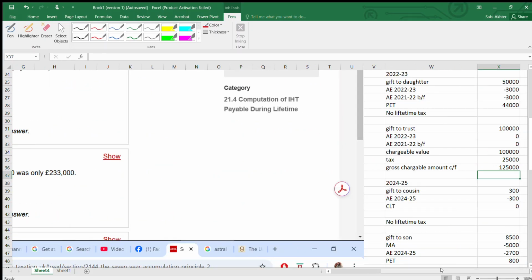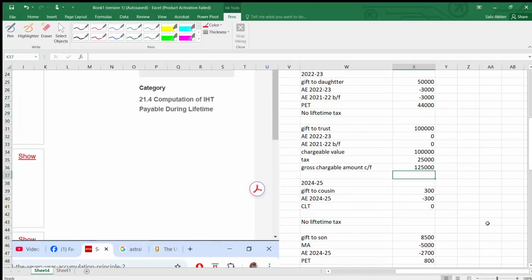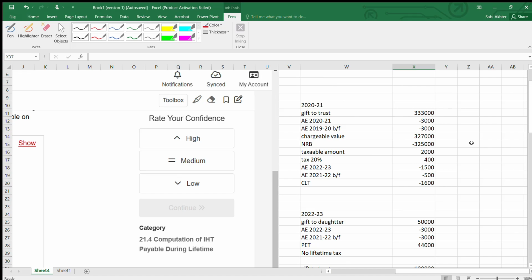So now we'll go in the same here, same piece of information, and here we'll just change it to 233. Annual exempt amount, everything remains same. Here your chargeable value is 227. Okay, so your nil rate band, you will have some remaining. Your nil rate band also will be 227. So now no taxable amount, nothing, everything is 0. See here, it is 0 here.